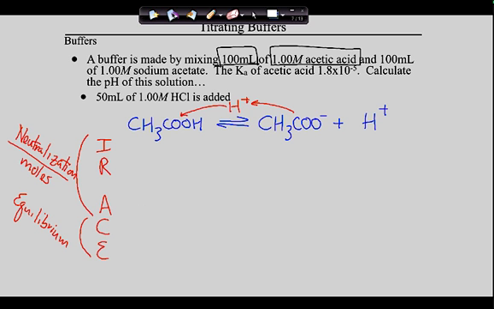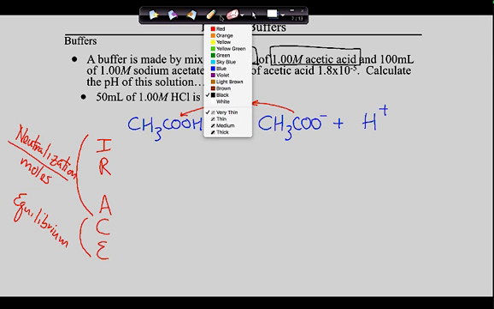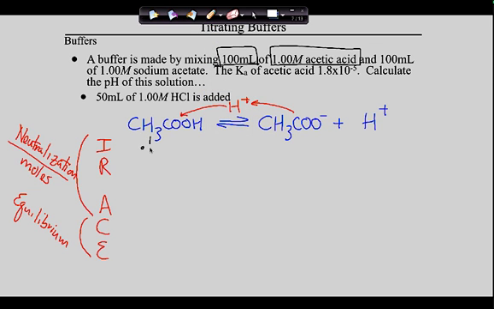So guys, here's what we've established. What we know right now is that we have initially 0.100 moles, not molarity, moles. 0.100 moles of this, 0.100 moles of this, and no moles of hydrogen ion. You guys okay? Okay. Now, guys, let's talk. Why does this need to be in moles? Here's why. What is eventually going to happen to this buffer?